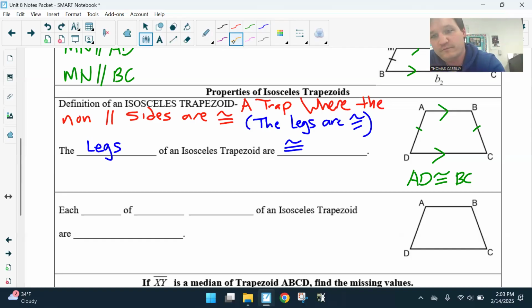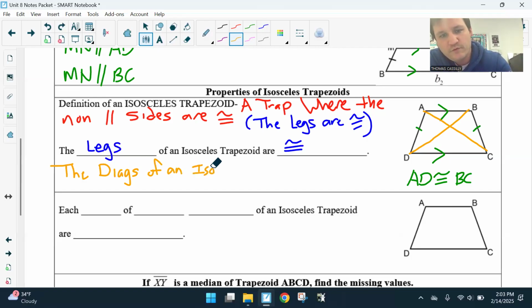Here's a bonus feature. AC and BD, those are what we call diagonals. They are connecting the opposite angles together. The diagonals of an isosceles trapezoid are congruent.